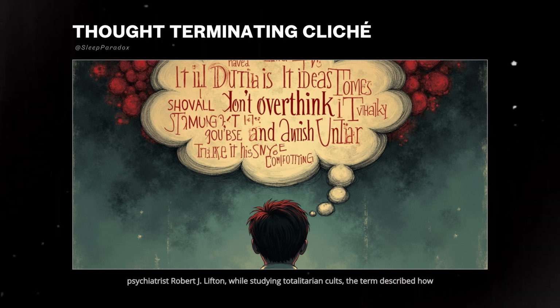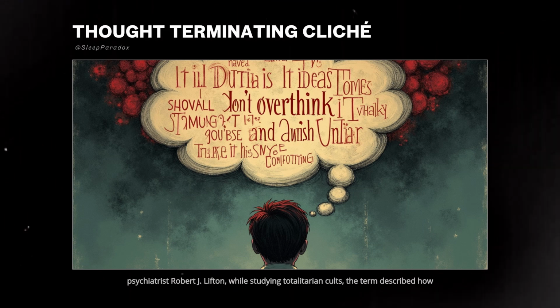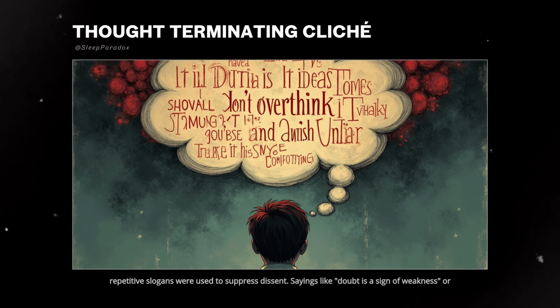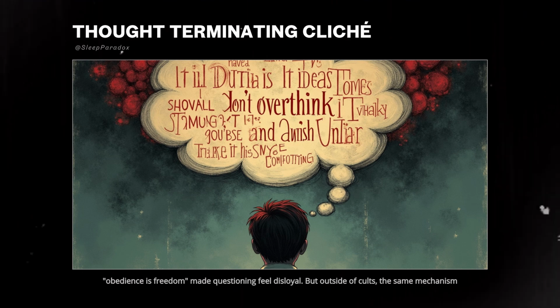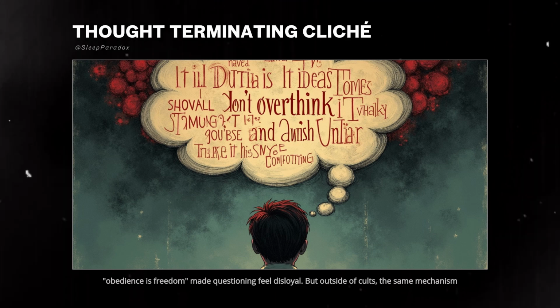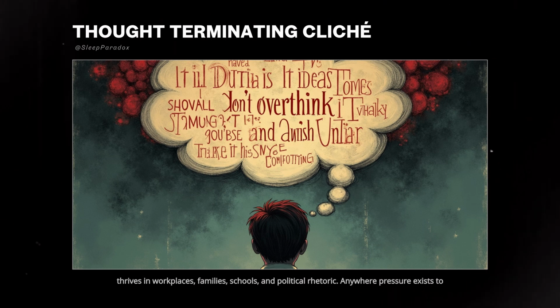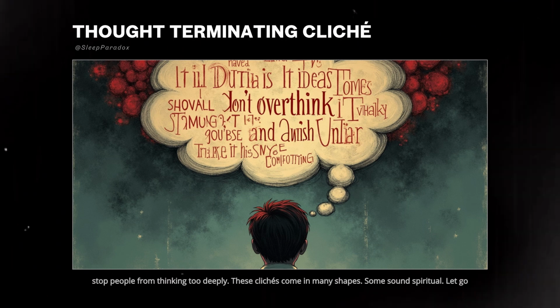Coined by psychiatrist Robert J. Lifton while studying totalitarian cults, the term described how repetitive slogans were used to suppress dissent. Sayings like "doubt is a sign of weakness" or "obedience is freedom" made questioning feel disloyal. But outside of cults, the same mechanism thrives in workplaces, families, schools, and political rhetoric. Anywhere pressure exists to stop people from thinking too deeply.